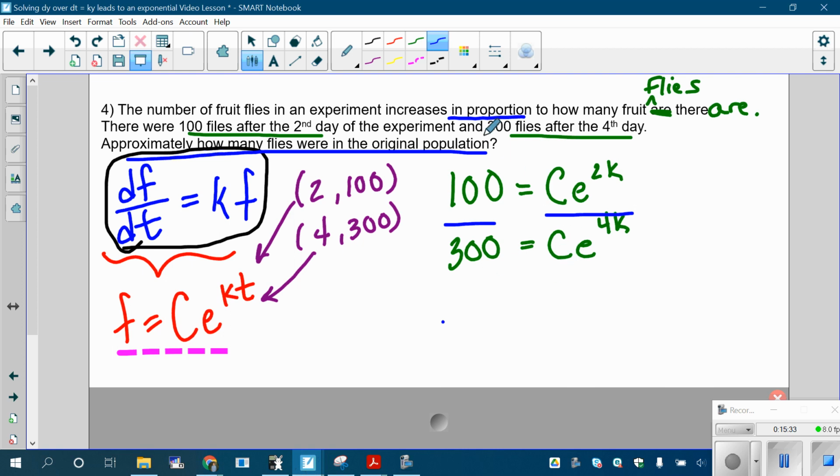The only reason I wanted to bring this up was because it's kind of cool to think about a population increasing in proportion to the current amount being a differential equation.